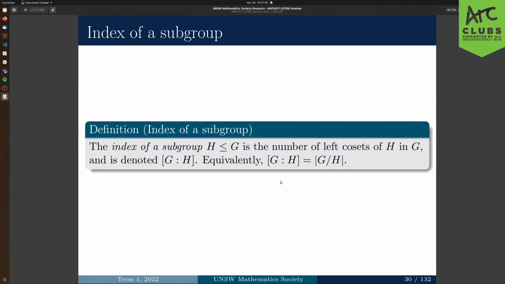The index of a subgroup is a notion related to cosets. If you take a subgroup H, it's just going to be the number of left cosets of H in G. Equivalently, you can say that it's just the size of this set G over H.